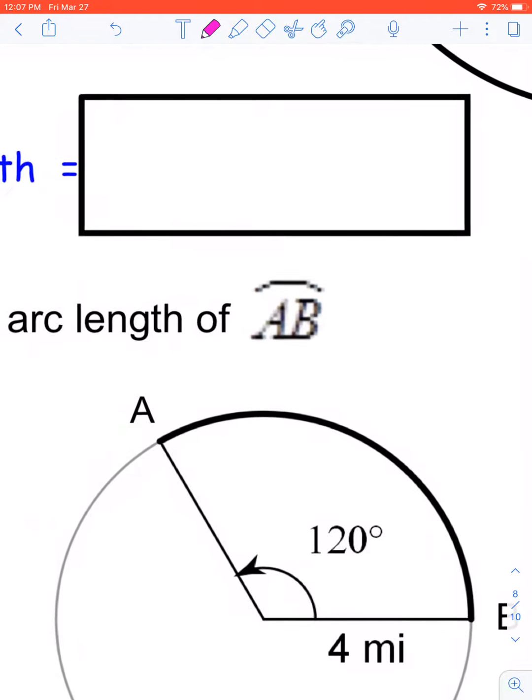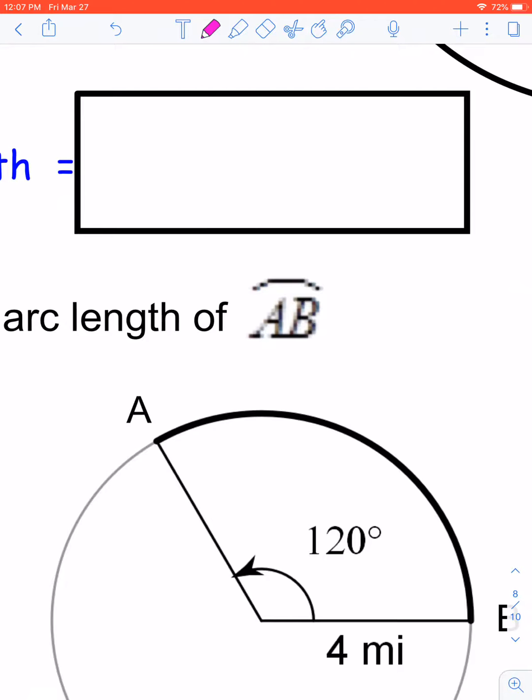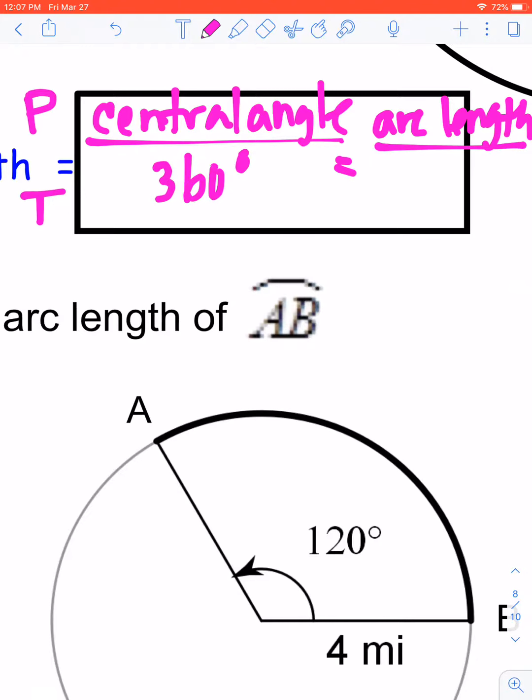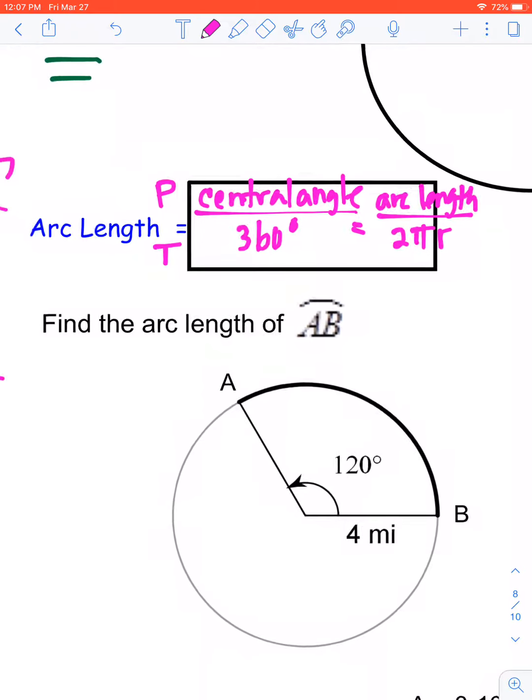So we make a proportion. If you want to find arc length, you take the measurement of the central angle, that's a part, over 360 degrees, which is a total. Part over total. And that is going to equal your arc length, which is also a part, over the total length, which is 2 pi r, or the circumference of the circle. So central angle over 360 is equal to arc length over 2 pi r is the proportion we will use to solve for arc length.